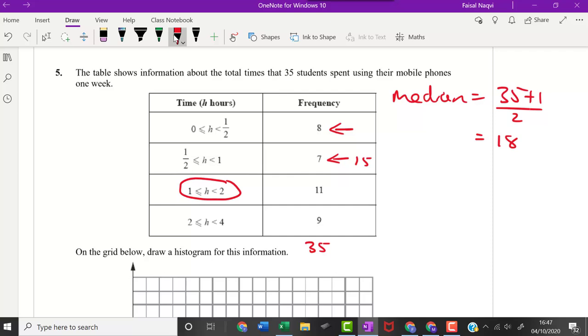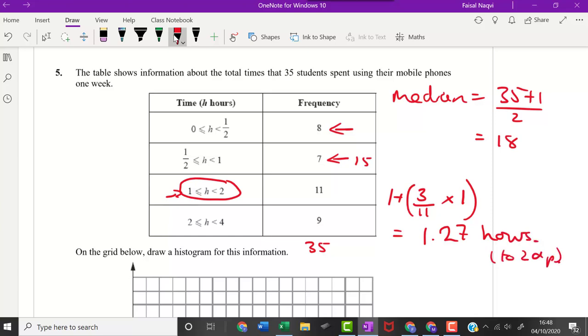To find my median, I start off at my 1, which is my starting point. Then in my previous class width, I had 15 students. I have to add another 3 students to get to my 18th. The total number of students in that class width is 11. The width of my class width is 1 hour. So I multiply by 1. And if I put that into the calculator, I find that my median is 1.27 hours to 2 decimal places.